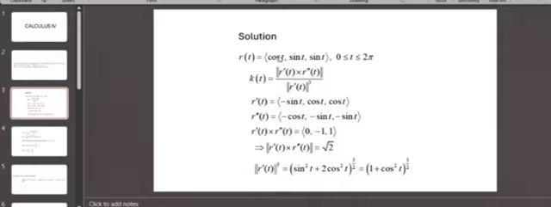The derivative of cosine t is negative sine t. The derivative of sine t is cosine t. The derivative of sine t is cosine t. So that's the first derivative. The second derivative is the derivative of the first derivative. The derivative of negative sine t is negative cosine t. The derivative of cosine t is negative sine t, and again, the derivative of cosine t is negative sine t.